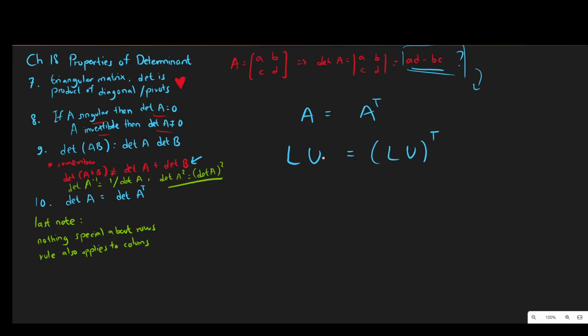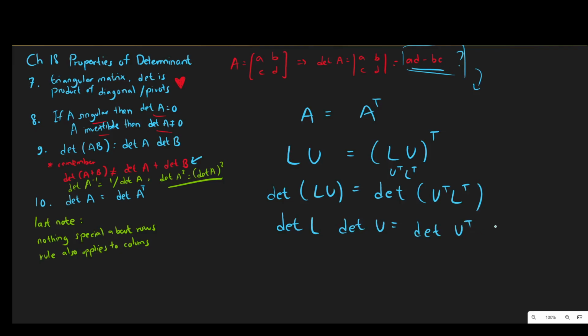So let's move on to the proof of property number 10. We have it here, and we want to prove the determinant. So we just do this. We take the determinant of both sides. This is actually equal to U transpose L transpose. Remember the transpose rule changes the order, so we have this T, and then we use property number 9: determinant of U transpose times determinant of L transpose.